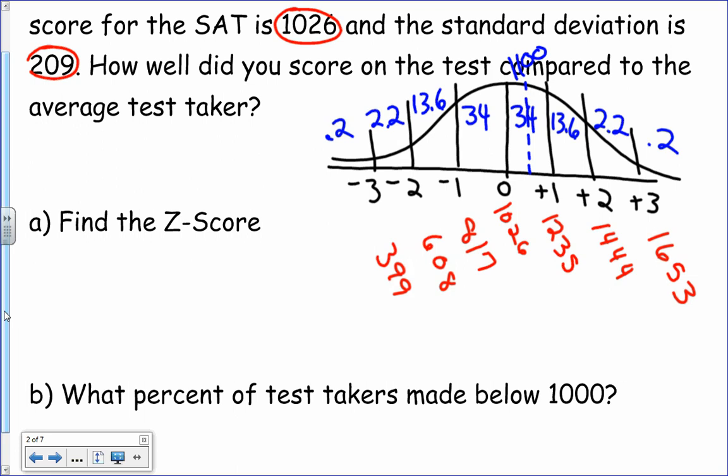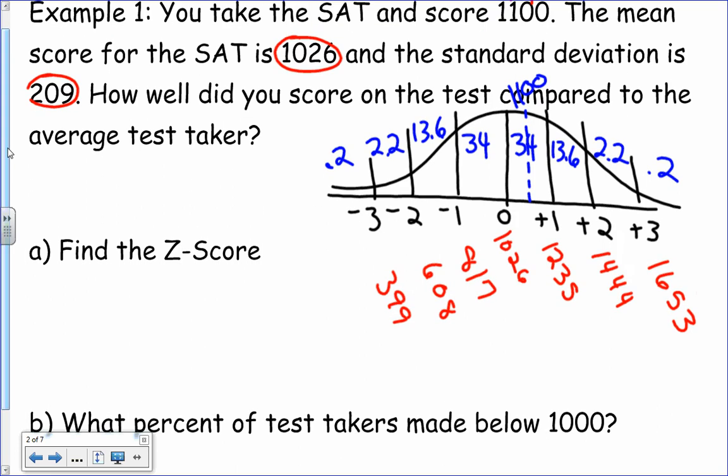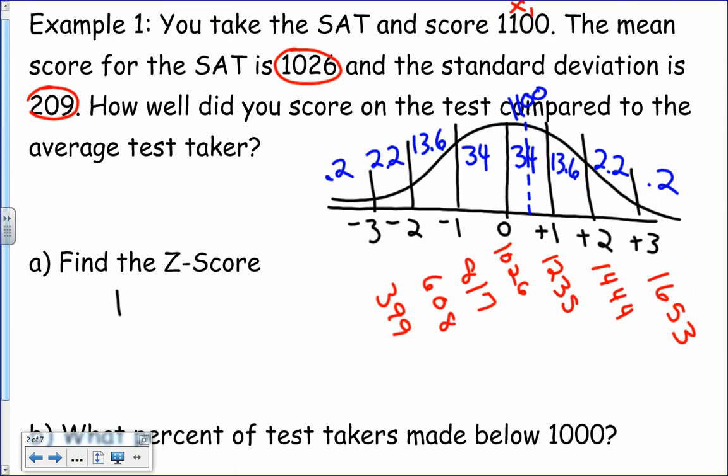Well, the formula is x1 minus the mean over the standard deviation. So what did I tell you to put in place of x1? The score given, which is 1100, minus what's the mean? 1026 over the standard deviation, which is 209. Now we're going to round this to 2 decimal places. So type that in. Use your fraction button. If you don't remember on those calculators, it's the one with the n over d, second column, third button down. N over d, 1100 minus 1026 over 209.